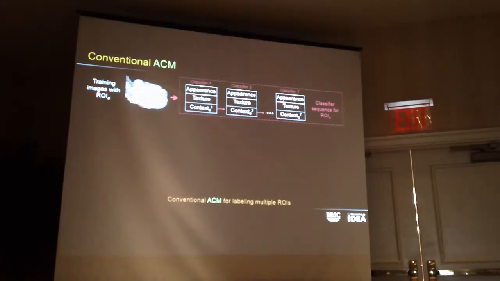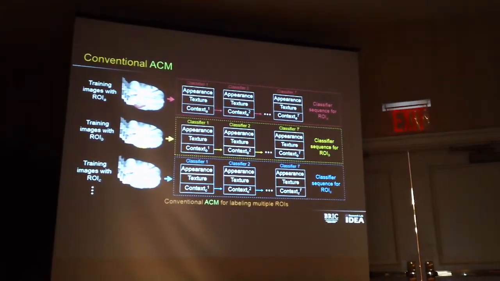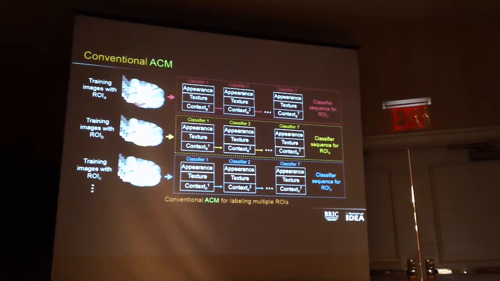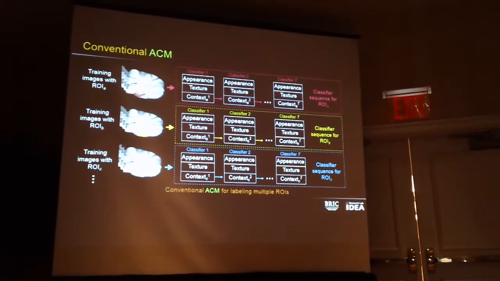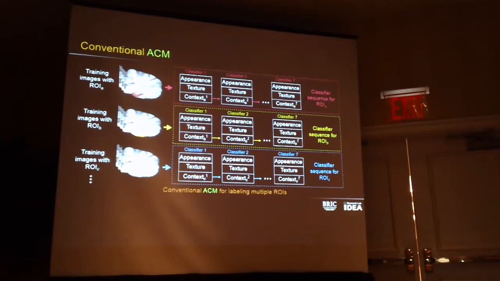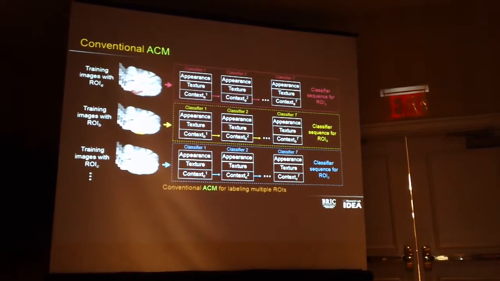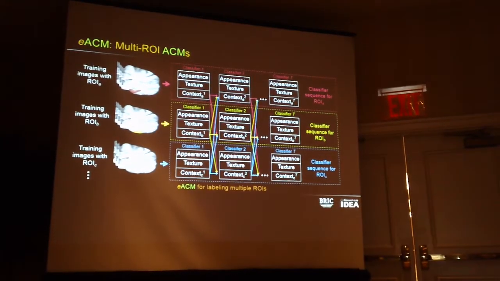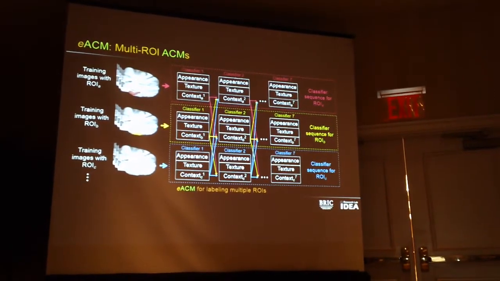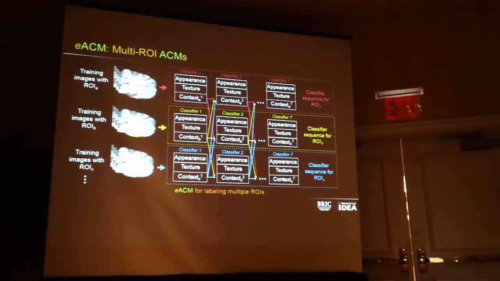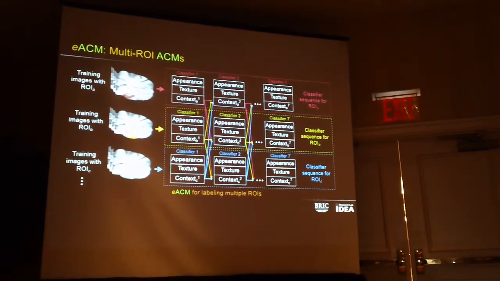And in the case of multiple ROIs, each ROI can be independently labeled using the same method. But as I just introduced, because neighboring ROIs may highly correlate to each other, the result of labeling one ROI may be very helpful for labeling the neighboring ROIs. So in our method, when we compute the context features, we will not only extract the context features from the current ROI, we will also consider the context features from the neighboring ROIs. In this way, the neighboring information can be used to help improve the performance.